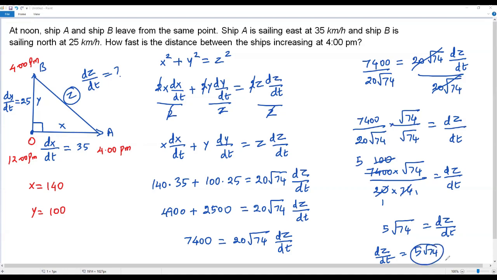So how do we have to write units for this one? Already we know that both the distance x and y, the distance covered by ship A and by ship B, are given in kilometers, and the time is given in hours. When I look at the rate of change of distance by ship A and ship B, for z we can take the distance in kilometers, and for t we have to take hours. So the unit is kilometer, and since we have t in the denominator, we have to write per hour. So the distance between the ships is increasing at a rate of 5 times the square root of 74 kilometers per hour at 4 p.m.